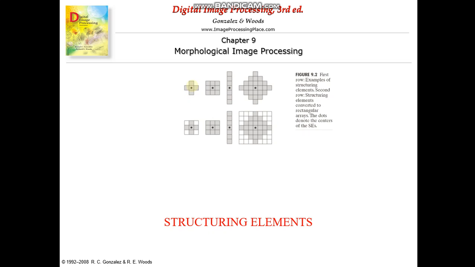Every structuring element has an origin, and whatever the shape of the structuring element, it should be made either square or rectangle. These two are closed structuring elements, so they don't require any padding, but these two shapes require padding with more elements so that they become square or rectangle. And every structuring element has an origin, which is normally the center of gravity of that image.